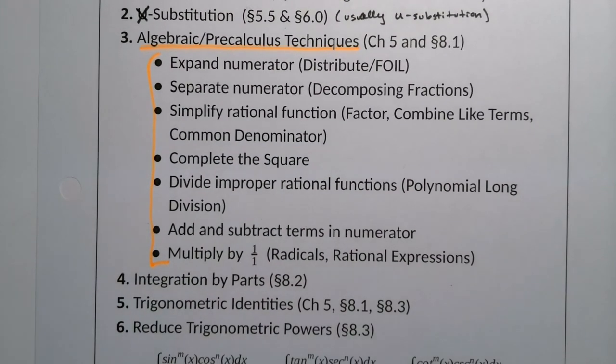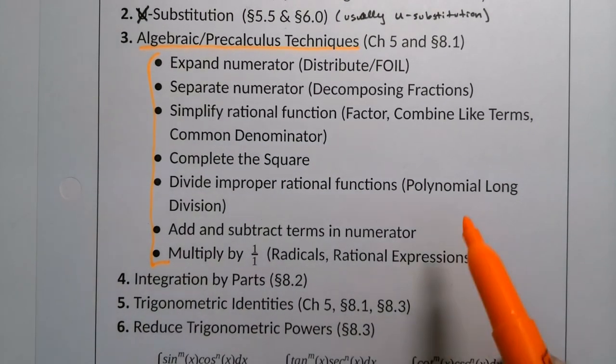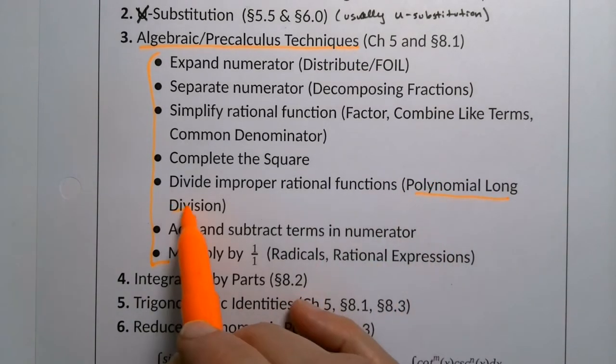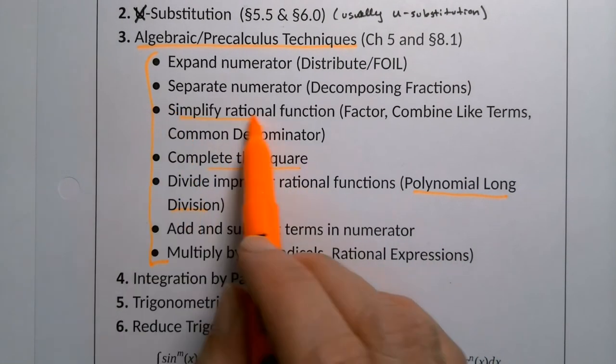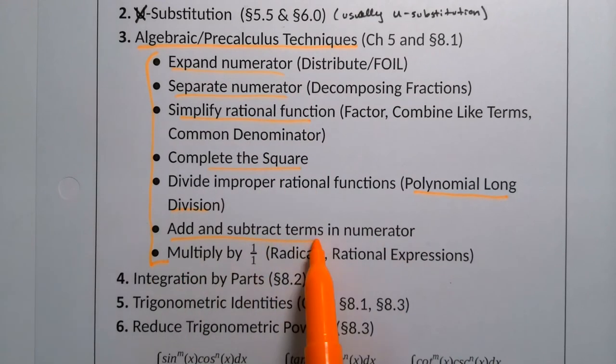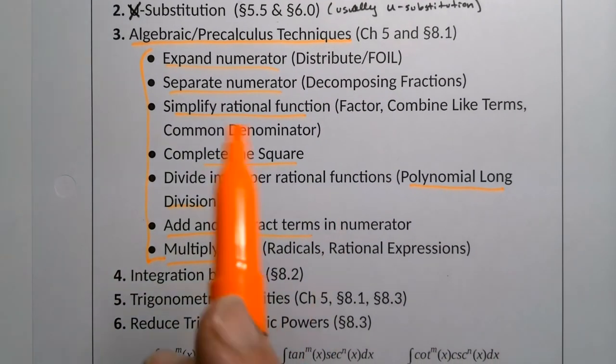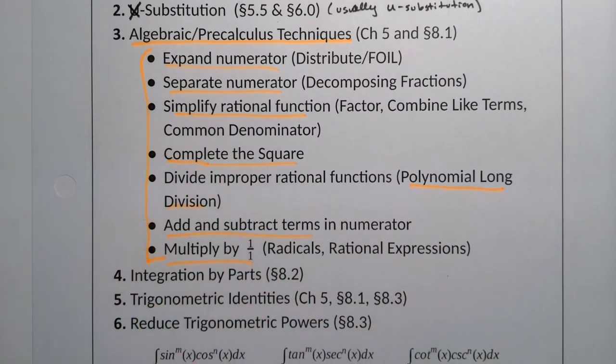But you have expanding the numerator, separating the numerator, multiplying by 1, completing the square, dividing improper fractions. That's polynomial long division to you and me. There's so many of them. Basically every trick you've ever learned in algebra to modify a function, you can try. Every single one of them.